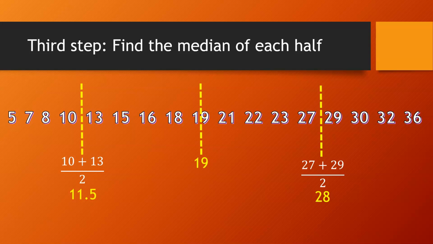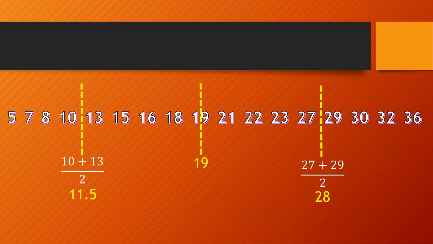Those 3 values have special names. The 11.5 we're going to call Q sub 1. That means that the first quarter of the data falls below 11.5. The 19, which we've already called the median, we can also call Q sub 2. That means the second quarter of the data falls below 19. And the 28 we'll call Q sub 3, which means the third quarter of the data falls below the 28.